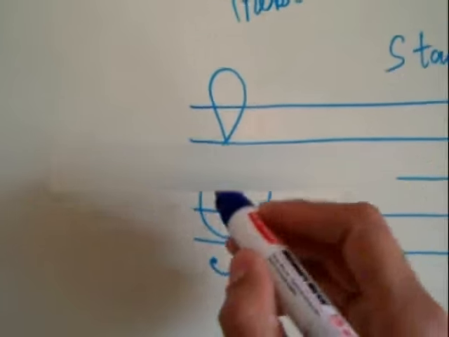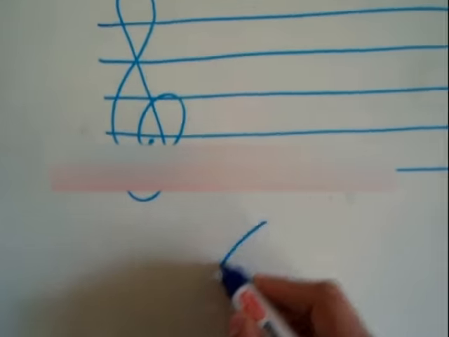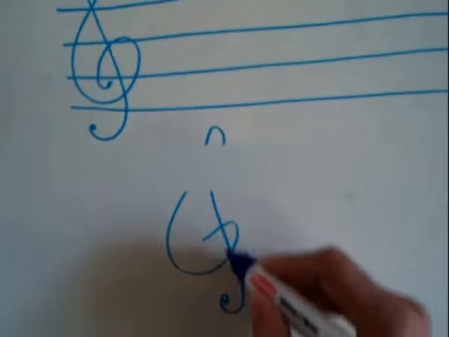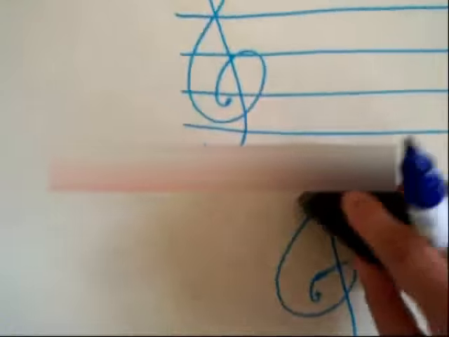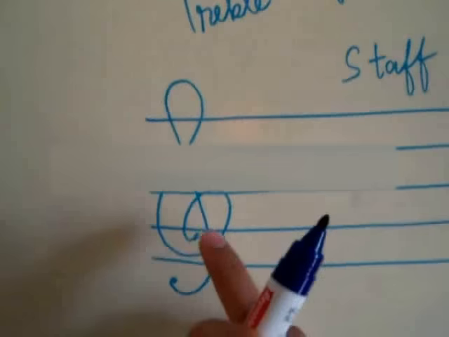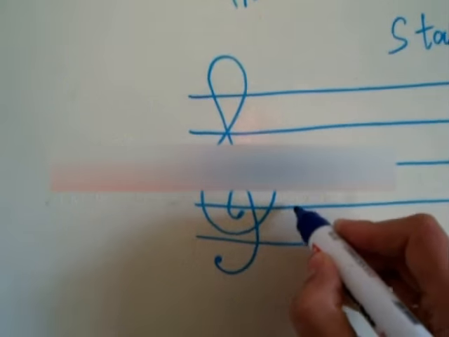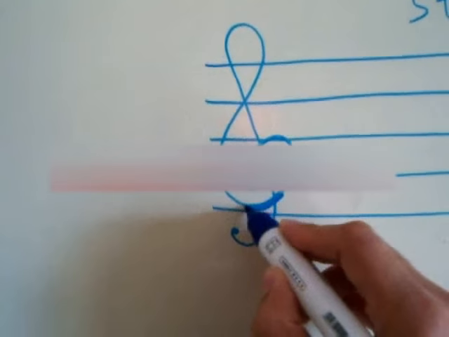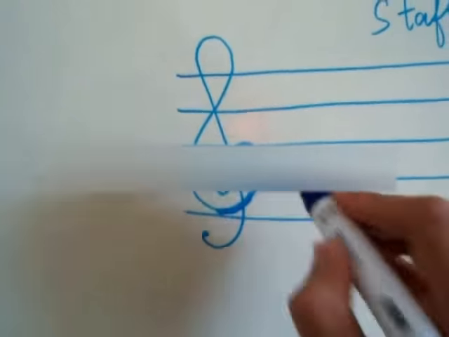Probably because if you see this shape, it's like a G. It indicates that this line, the second line, is the G line, means this line is G, and this curve indicates that between these two lines is the G line.